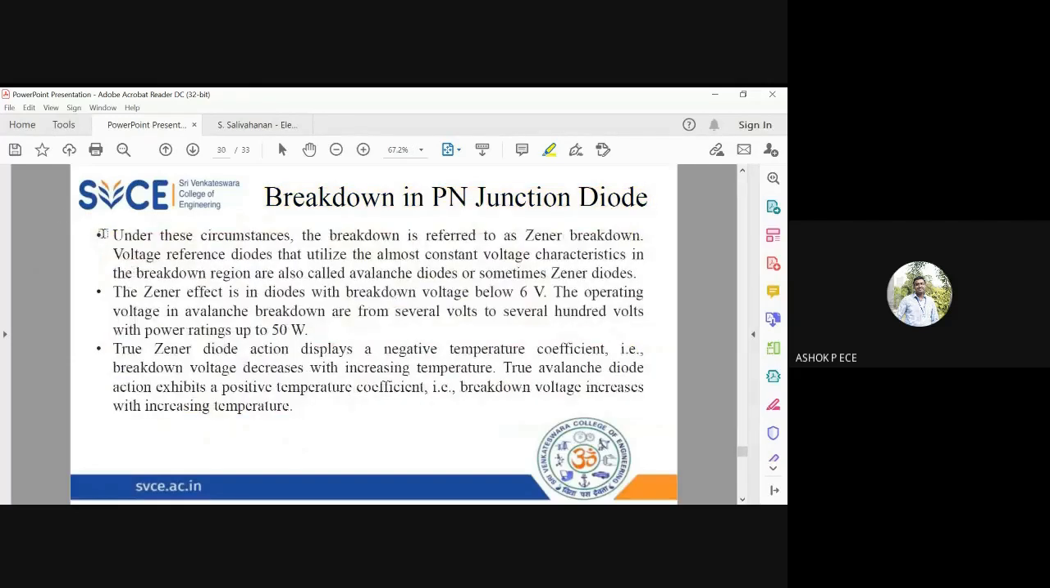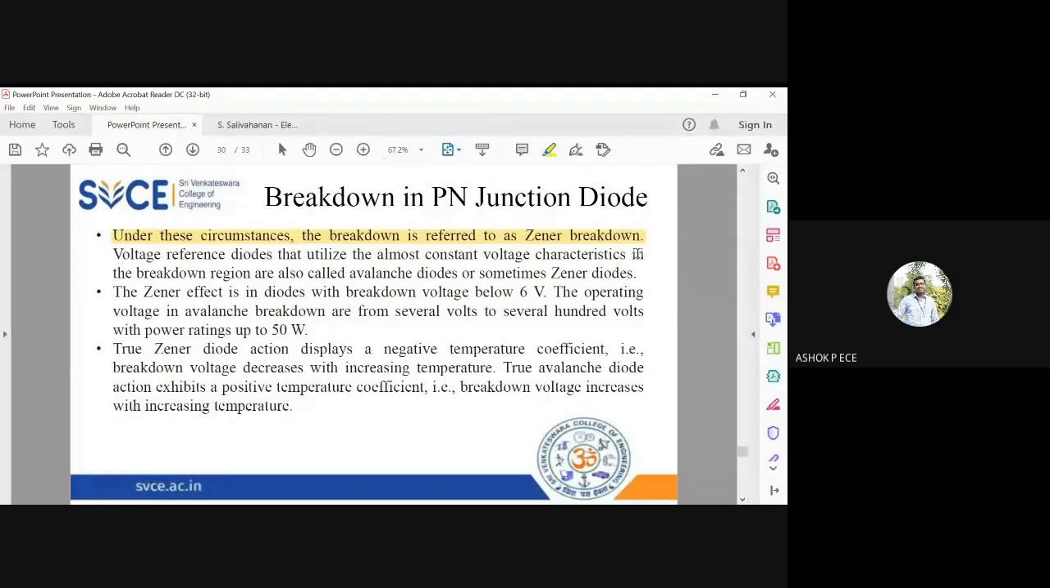So under these circumstances, when you heavily dope, you get the Zener breakdown. And the unique feature of the Zener diode is that however much you increase the current after the breakdown, the voltage will remain constant. So Zener diodes are used as constant voltage sources or voltage reference diodes.